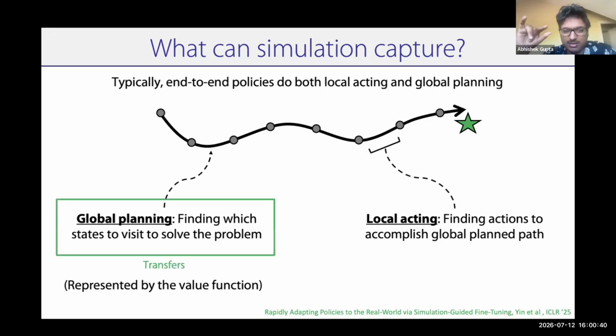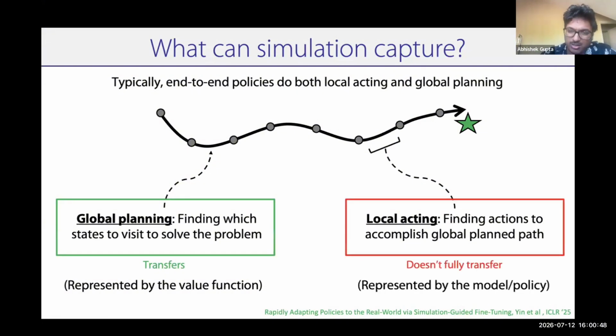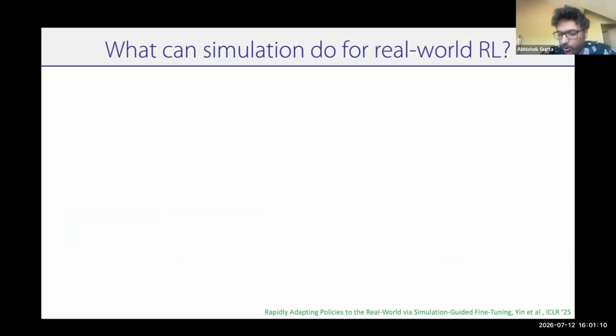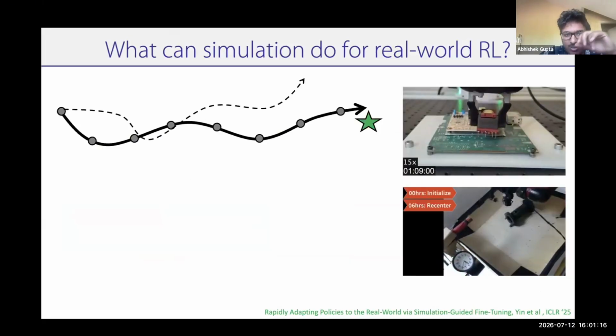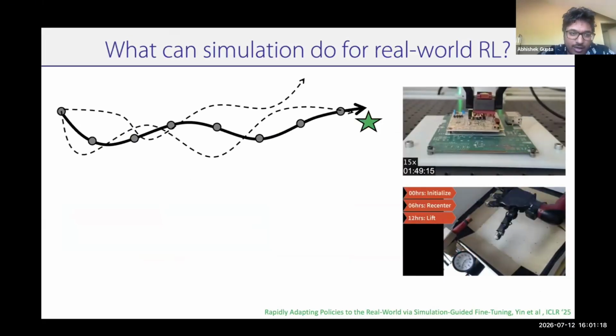And the argument we're going to make here is that the global planning, the rough structure of how to solve tasks, transfers between sim and real, and sim kind of gives you a good sense of how to do that. Whereas local acting, which is trying to get the tiny adjustments to fix low-level control, is not well captured by sim, especially when dynamics are really important, right? So we're going to say the global planning is captured by a value function, and the local acting is captured by something that looks like a policy or a model, right? And so the question we're going to ask here is how do we transfer the global planning from simulation to the real world and use that to make the search problem a lot easier for reality, right?